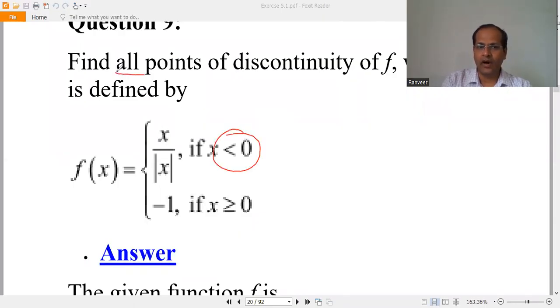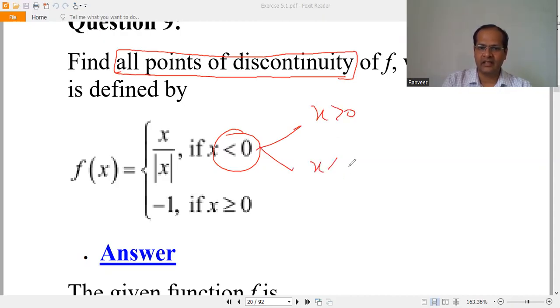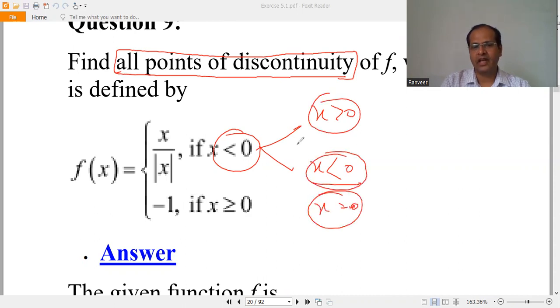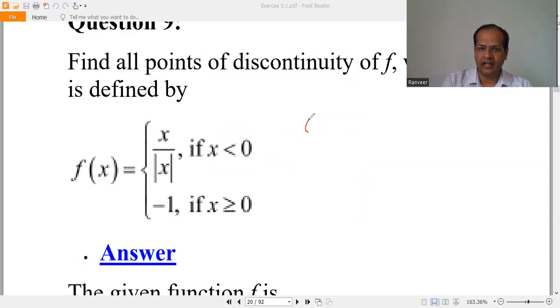Here, find all points of discontinuity. Whenever the question asks for all points of discontinuity, we have to check x greater than 0, x less than 0, and x equal to 0. Only if the question asks to find the discontinuity at a particular point 0, then we have to take it like this.